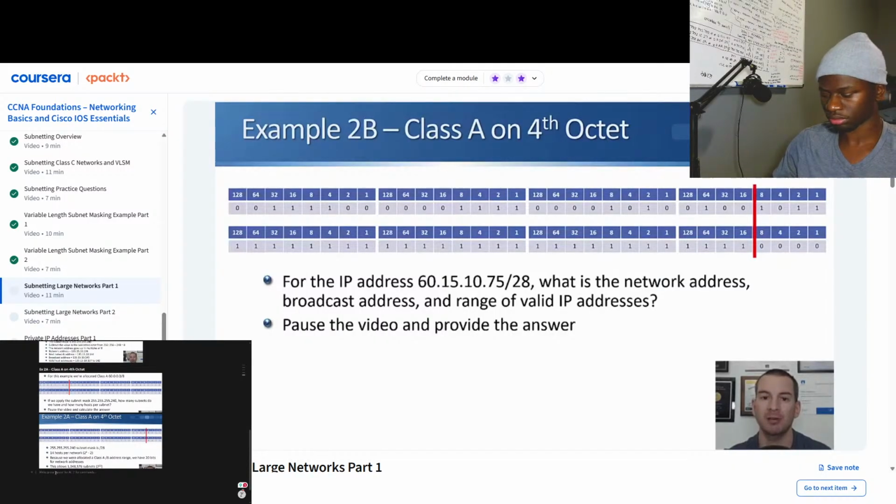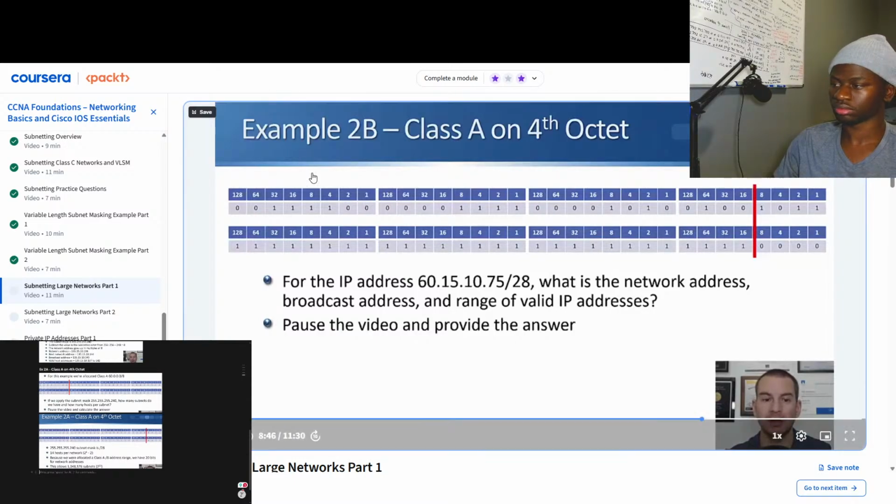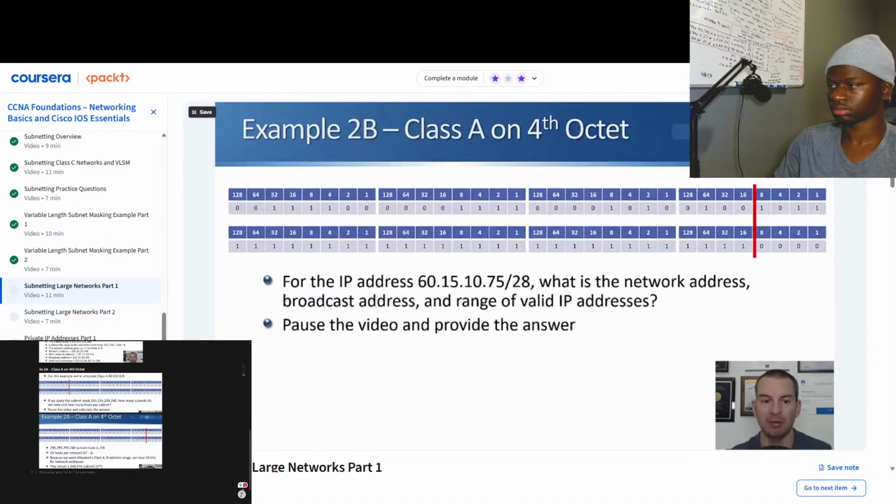So for the IP address 60.15.10.75/28, what is the network address, the broadcast address, and the range of valid IP addresses? Pause the video and I'll see you back here with the answer.